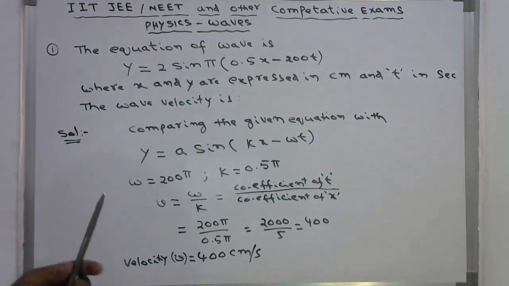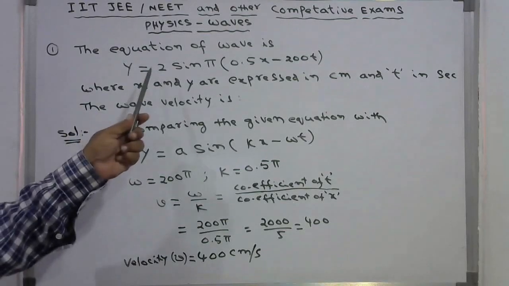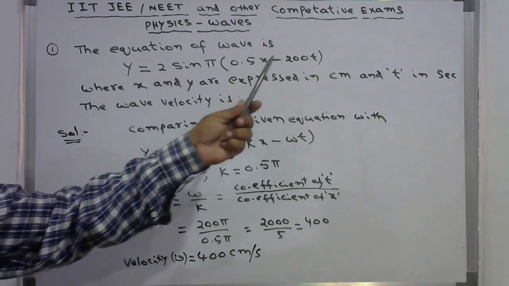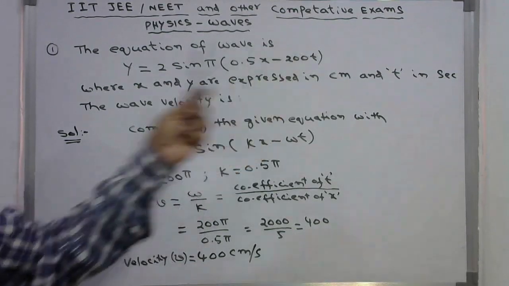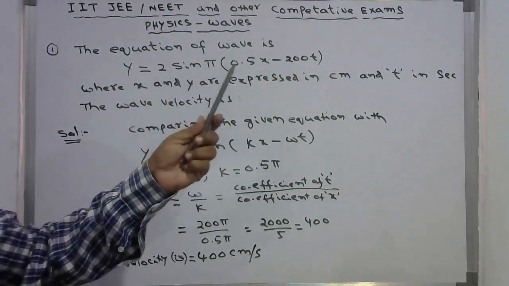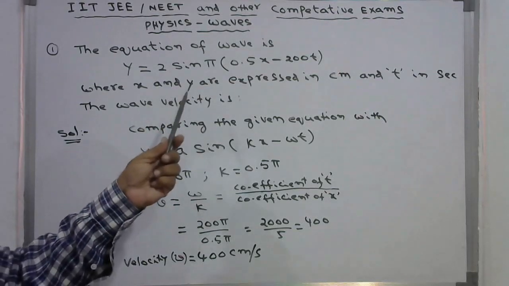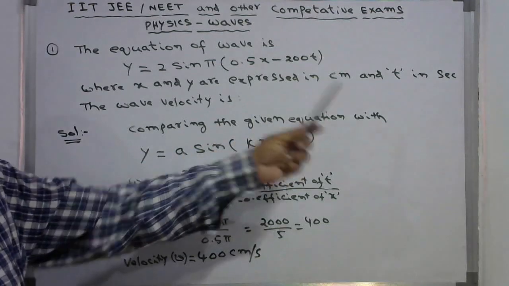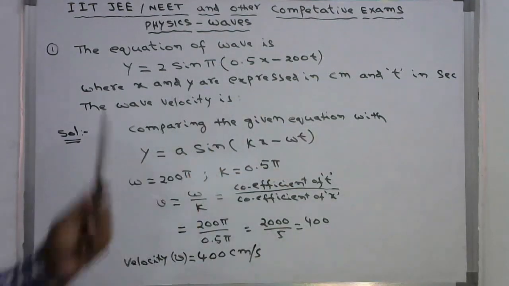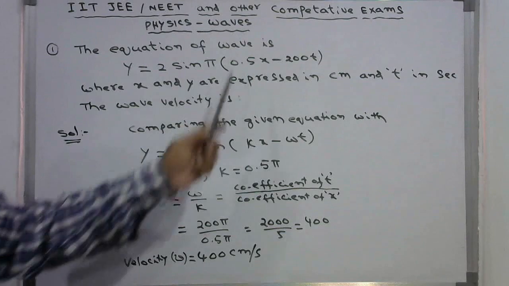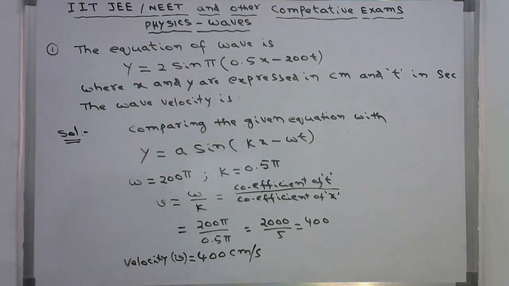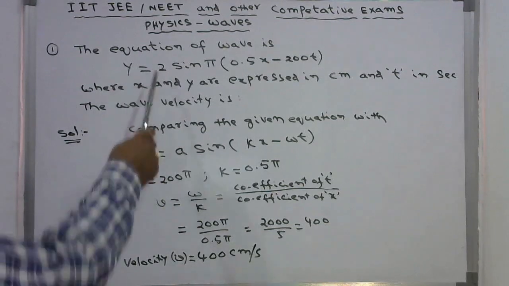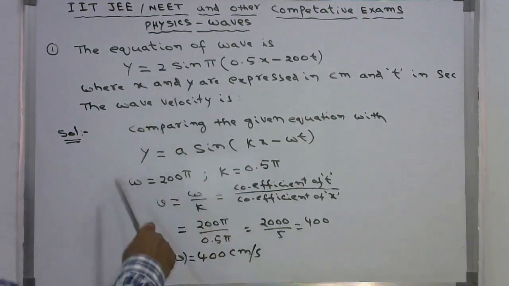The equation of wave is given y is equal to 2 sin pi (0.5x minus 200t). That is the problem. Equation of a wave is given where x and y are expressed in centimeters and t in seconds. The wave velocity is. So whenever this type of problem is given, what we have to do is compare the given equation with a standard equation.